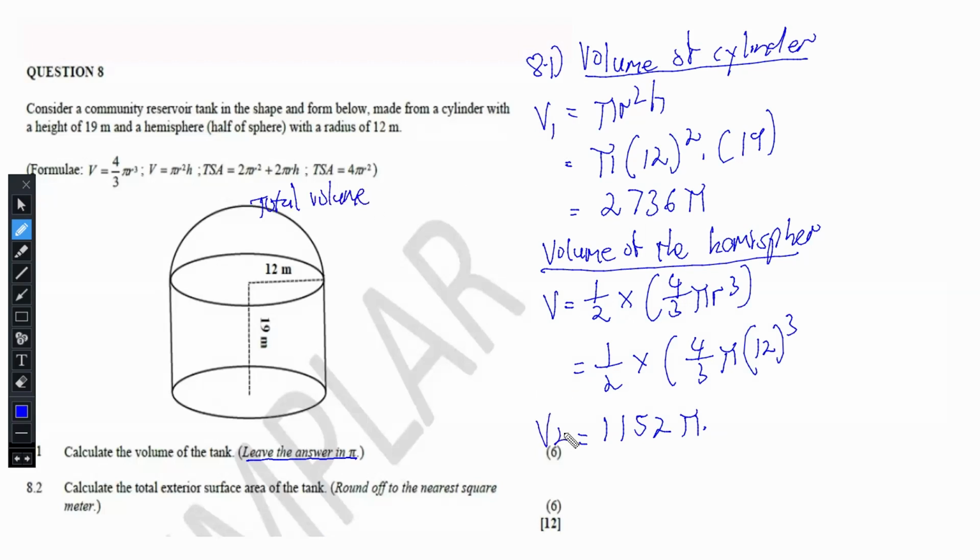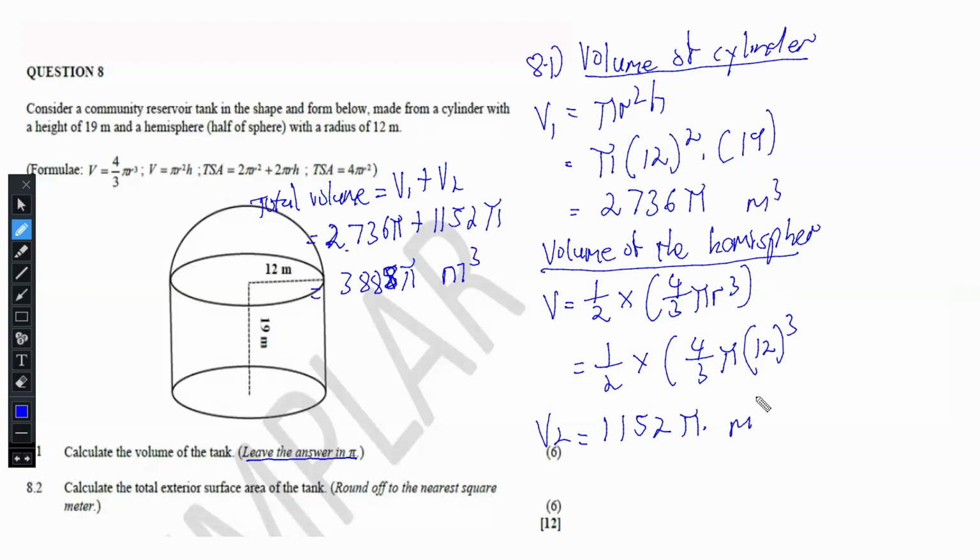Right, and then obviously for the total volume now, let's say this is V1 and this is V2. We'd have to add V1 plus V2, volume number 1 and volume number 2. So that's 2,736 pi, and then plus 1,152 pi. And then when you add those ones together, remember, you are just adding the coefficients there. So it's 3,888 pi, and then obviously meter cube. So let's not forget the SI unit. So I was supposed to say meter cube all along here, and then that's it. So that's our total volume.